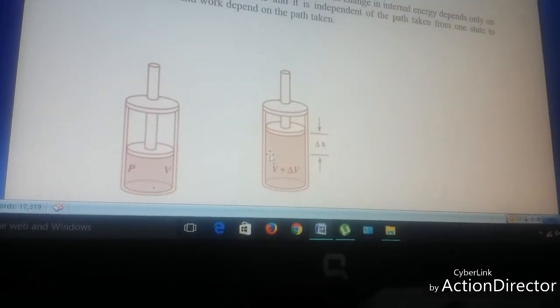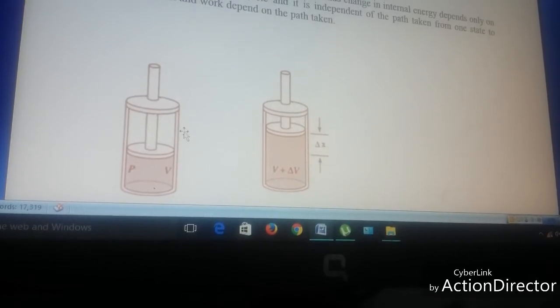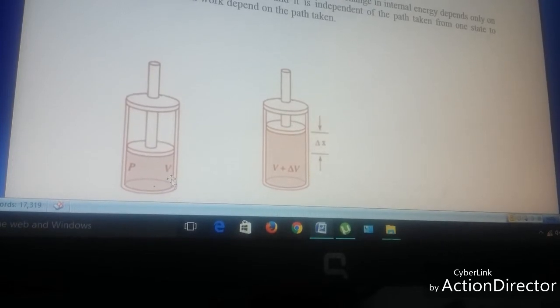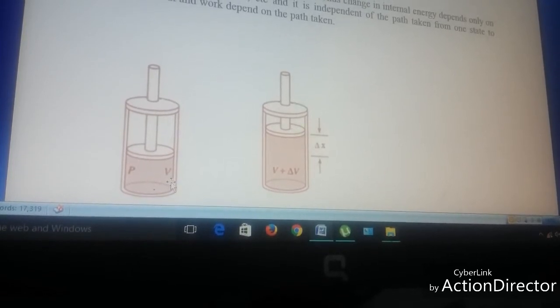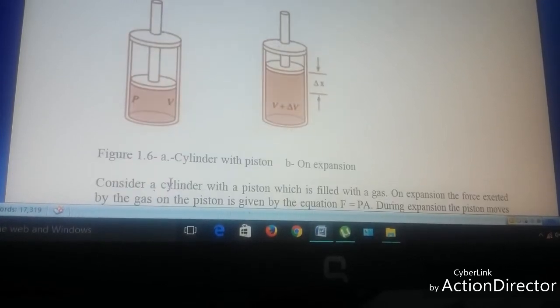Now let us explain that this change in internal energy, delta E, is a state function, so the change in the internal energy depends only on the variables of state like the temperature, volume, etc., and it is independent of the path which is taken from one state to another. So heat and work depend on the path taken.